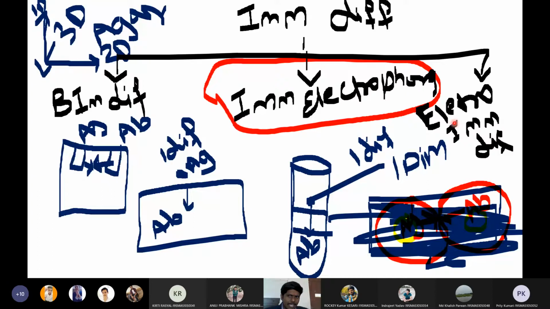Okay, I excluded the other one. Electroimmunodiffusion I discussed, and I removed this immunoelectrophoresis. So directly we can see only two types: basic immunodiffusion test and electroimmunodiffusion.